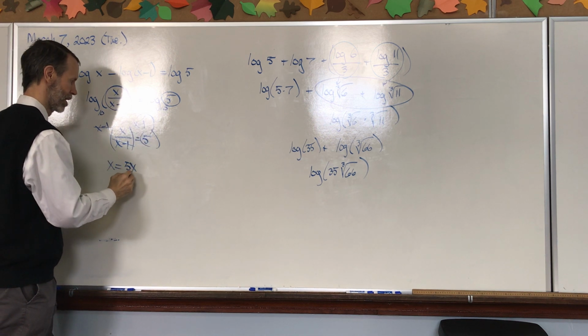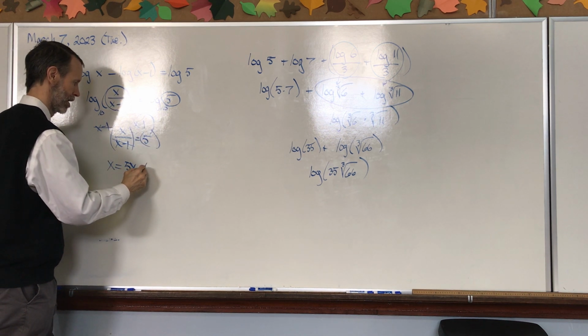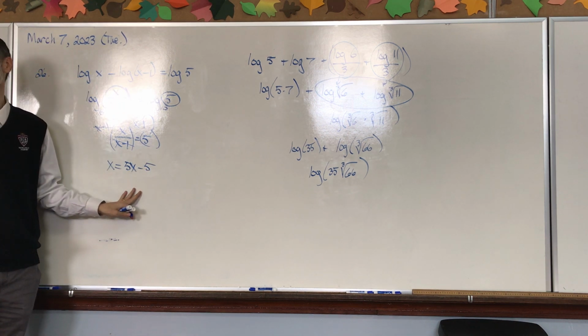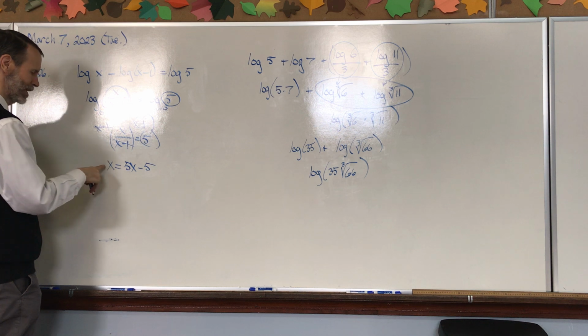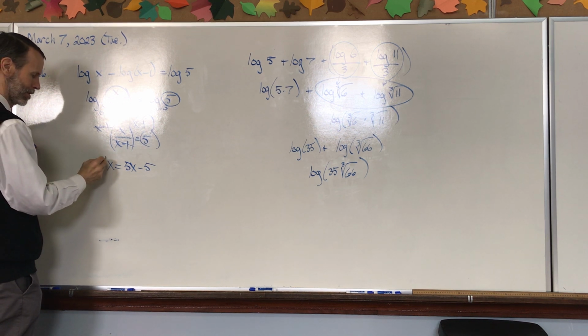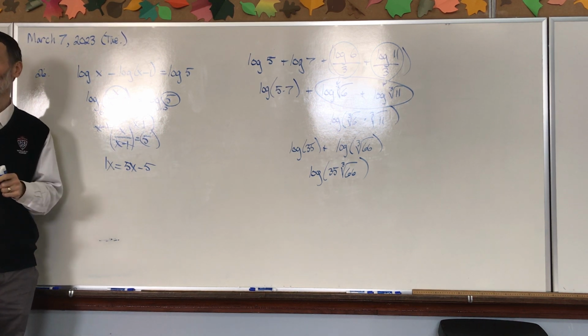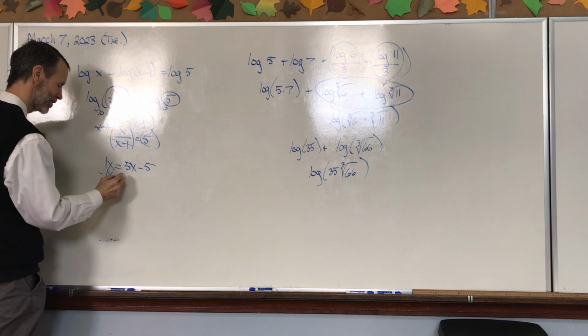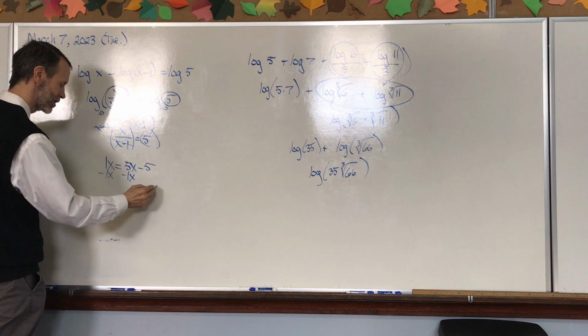5x minus 5. That's a shooting cow problem. Then you get rid of the 5. What number's in front of the x, by the way? 1. Which one do you want to shoot? The 1x. So subtract 1x as long as you do it to both sides. What do you get so far?